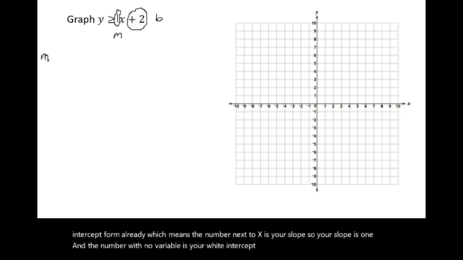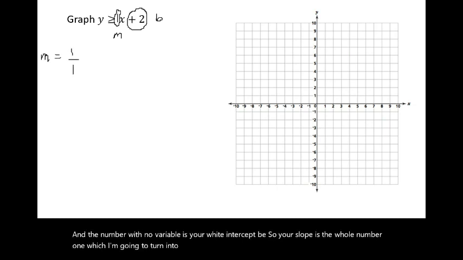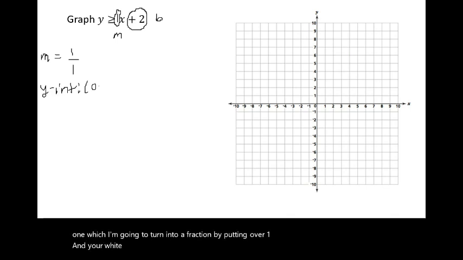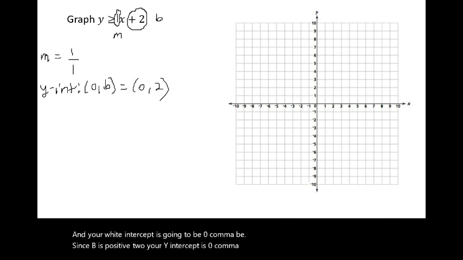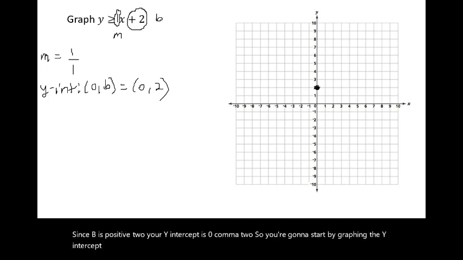So your slope is 1, and the number with no variable is your y-intercept b. So your slope is the whole number 1, which I'm going to turn into a fraction by putting over 1. And your y-intercept is going to be 0, comma b. Since b is positive 2, your y-intercept is 0, comma 2. So you're going to start by graphing the y-intercept 0, comma 2, which is right there.